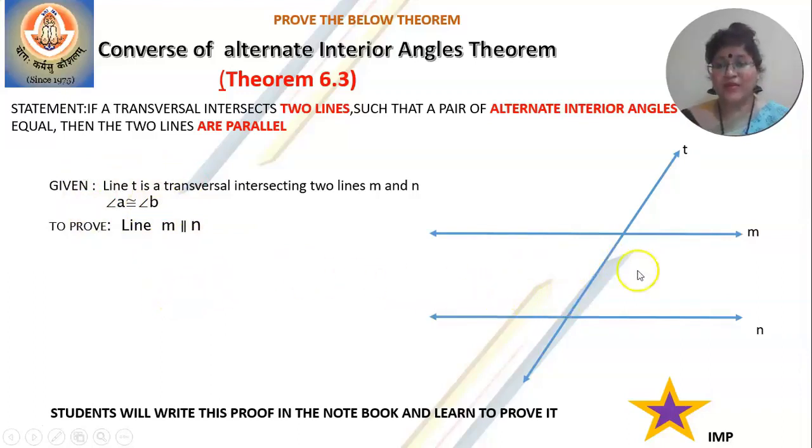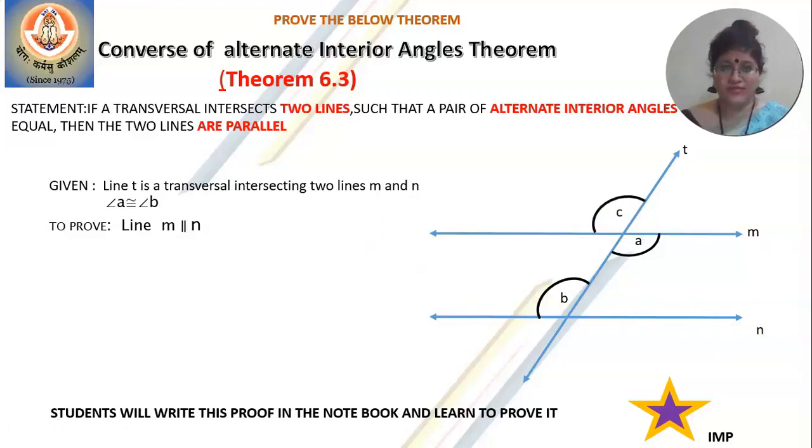Will it be corresponding angle, or will it be alternate angle, or will it be interior angle? Look at the question. Such that a pair of alternate angles is equal. So where will A and B lie? This will be the position of A and B. They should be alternate angles. You could also take it here and here. That's your choice. So I've taken this as A and this as B, and A is congruent to B. You have to prove M is parallel to N. So with this, we begin the proof.